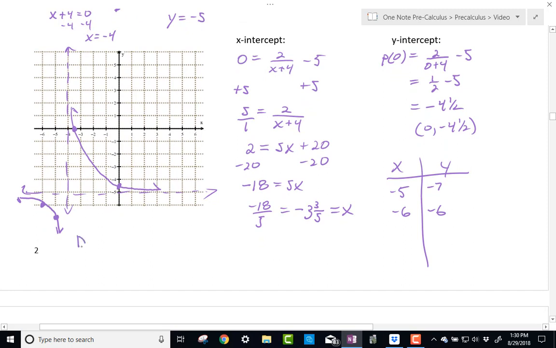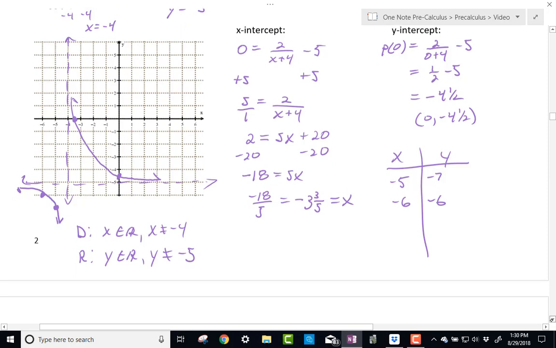Domain here, x in the set of reals. However, we're jumping over the number negative 4. So x cannot equal negative 4. Range, y in the set of reals. But we're going to jump over negative 5, so y cannot equal negative 5.